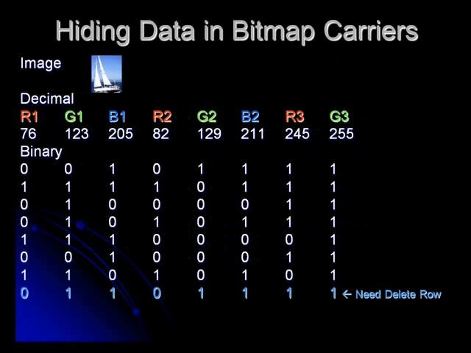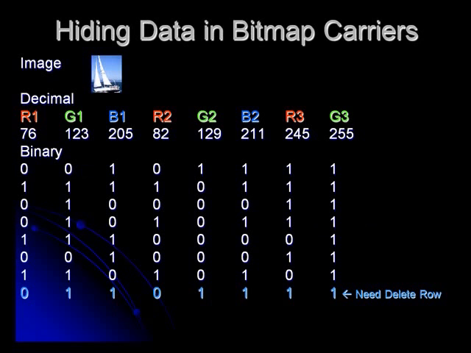Okay, so let's take a look at a small sailboat picture. And here you can see I've got the RGB data for the first three pixels. R1, G1, B1, R2, G2, B2, R3, G3. And notice that I don't need B3. We'll use that for the next letter. But the letters only need 8 bits, so I just stop there.